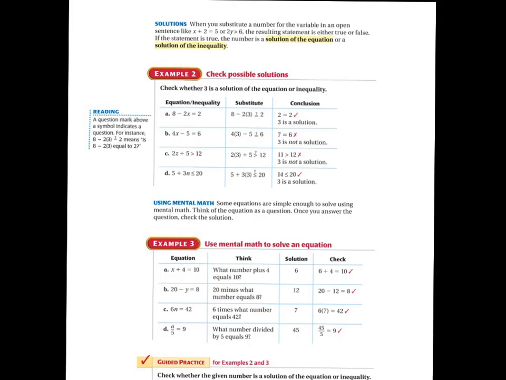Next one again, substituting the 3 in. So 2 times 3 gives us 6, plus 5 is 11. 11 is not greater than 12, so again, that's an X.